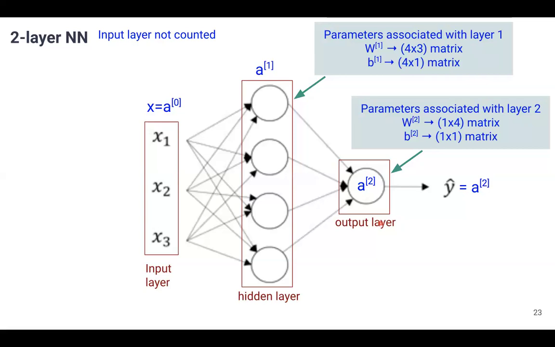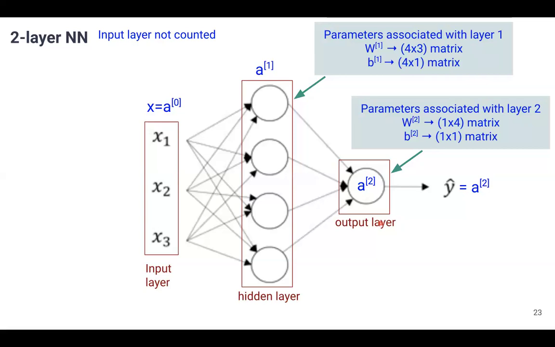And then the first hidden layer, which is layer 1. In this layer, A1 is computed, and then we have A2 in the next layer, and Y hat is A2 in this particular neural network.